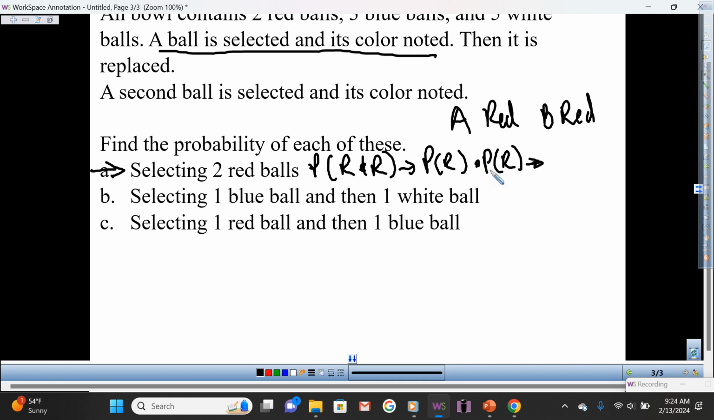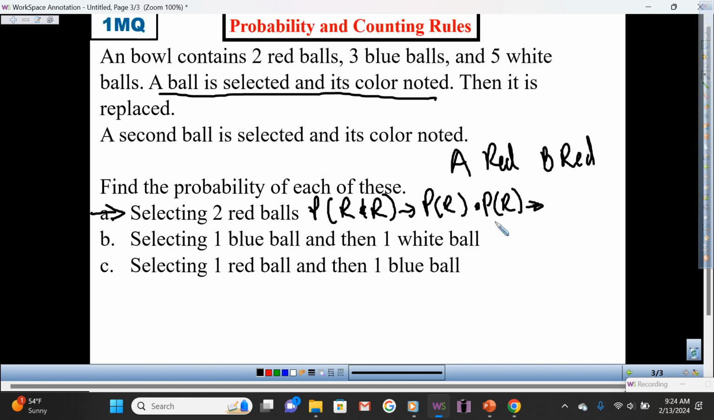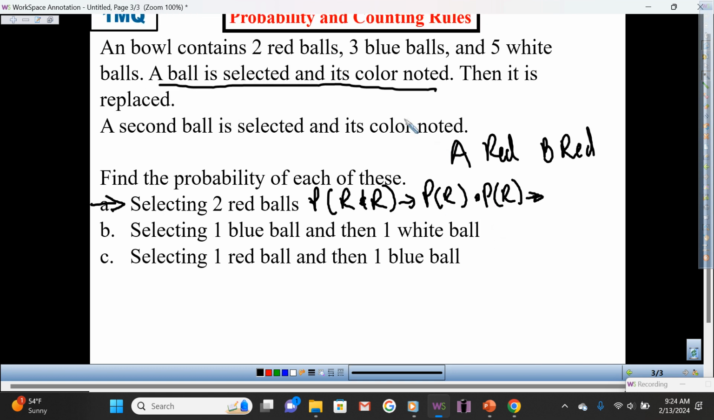Tell your neighbor, and then Chelsea's going to pass it to someone. We had 2 red, 3 blue, and 5 white. All right, pass to someone. Chelsea. Daisy, probability of red? 1 out of 10. Close. Tell your neighbor once again how close she is.